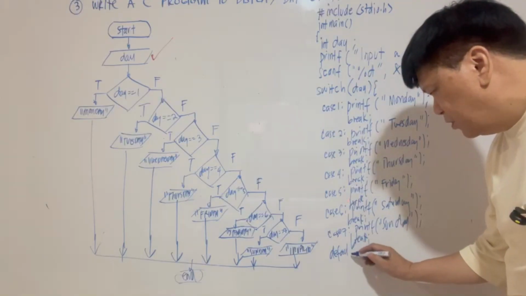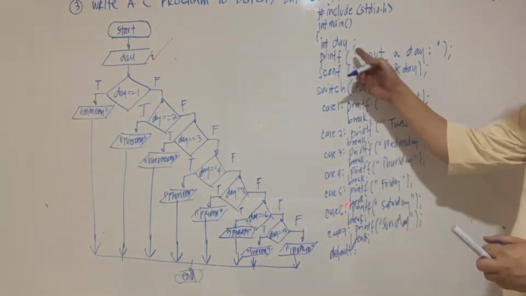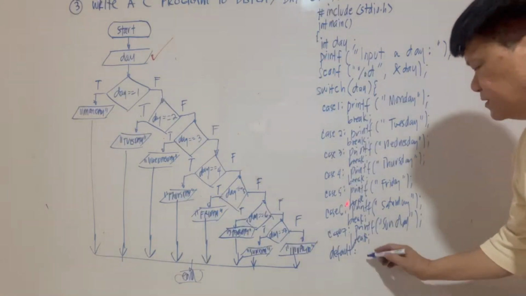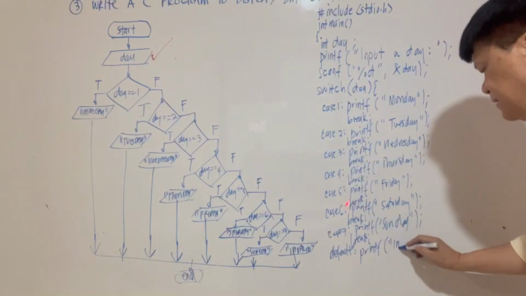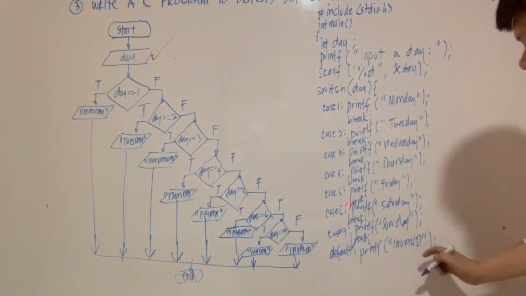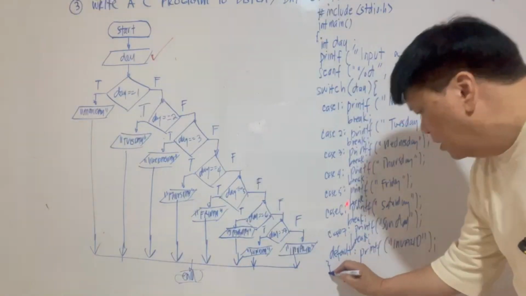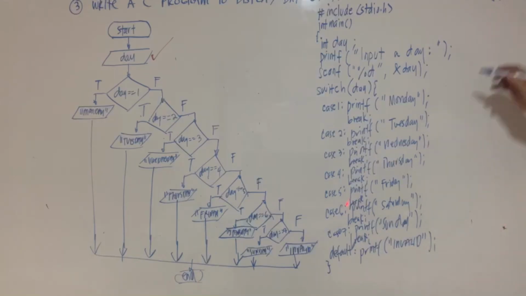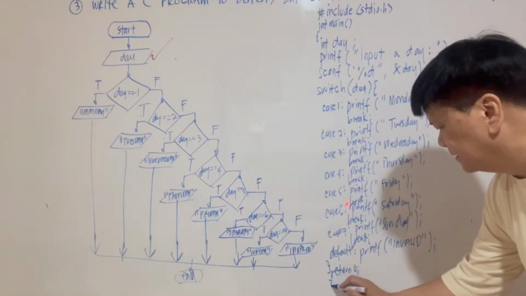This reserved word default will be the last that you write when you're dealing with the switch case statement. So for default, what is being outputted there, we say invalid. So the number that you inputted is invalid. And then that will now be the end of your case. Then you can have return 0 and then end.